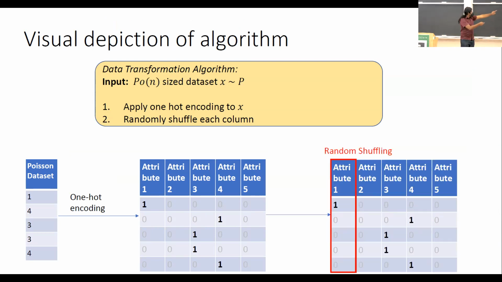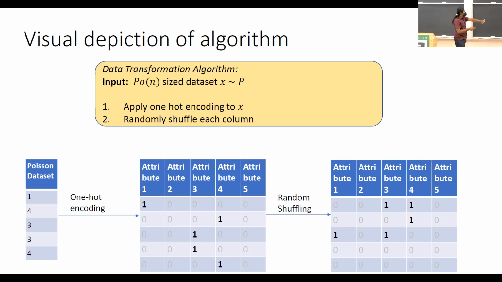So you take the first column, you're going to randomly shuffle it. Let's say a 1 appears in the third entry. You do that for the second column, nothing's going to change. You have no 1s, everything is a 0. You just do that for the entire data set. So it looks something like that.